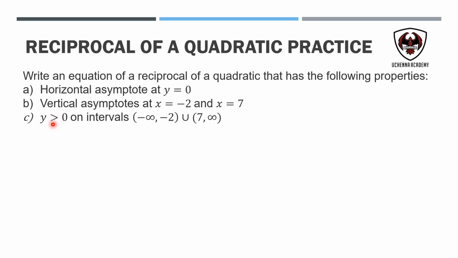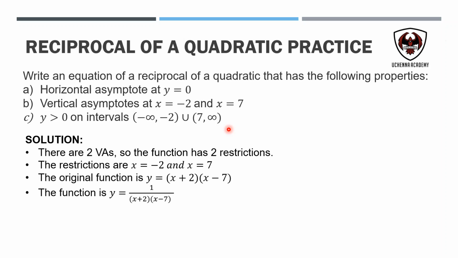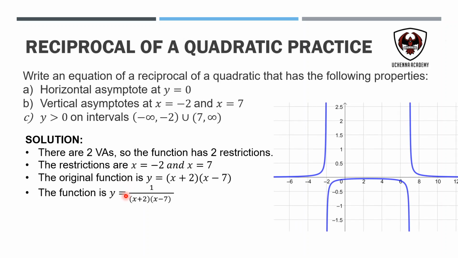And then you're told that y must be greater than 0 between -infinity and -2, and 7 and +infinity. So two vertical asymptotes, the function has two restrictions, (x + 2) and (x - 7) must be those factors, and we'll put those in the denominator. Now the fact that the function is greater than 0 on these intervals, between -infinity and -2 and then 7 and +infinity, really just gives us an indication of whether there's a plus or a minus at the front here. Because if I sketch it, above the x-axis is on this side, and above the x-axis is when x is greater than 7. So that's what we're told here in requirement C.